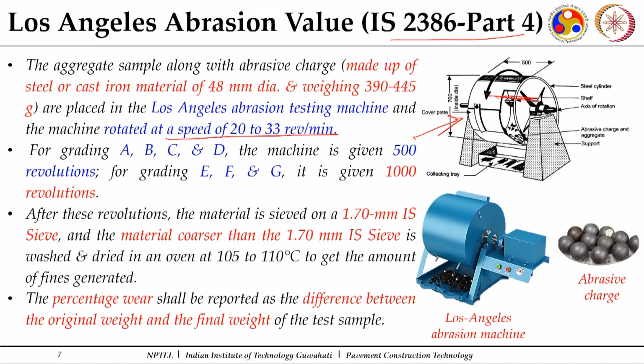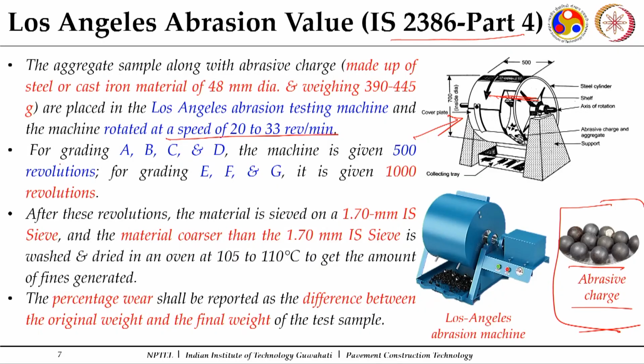The aggregate sample along with these abrasive charges, and this is the abrasive charge I was referring to, spherical balls, when they rotate, go up to a height and then fall from that height along with the aggregate sample. So this develops a lot of abrasive action, and the aggregates disintegrate and are reduced to a certain amount of fines. Those which are resistant will get converted to a lesser amount of fines compared to those which are weaker in nature.